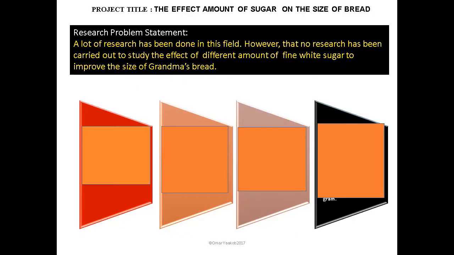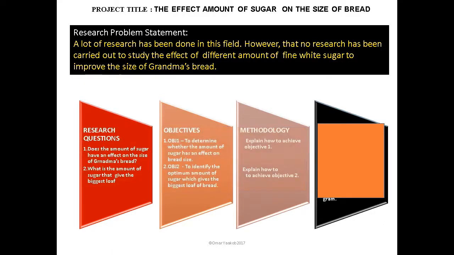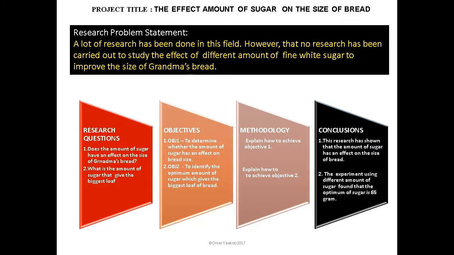And again, this is if we see the whole picture of John's work. So this is from the research questions. It goes to objectives, then methodology. John will have to explain how to achieve objective 1 and how to achieve objective 2. And remember, he has already completed his work, so he can write something like this in his conclusion.